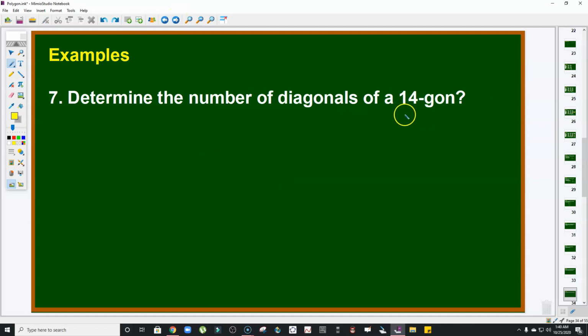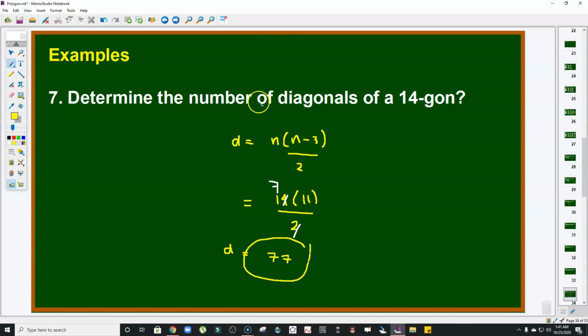Okay, number 7. Determine the number of diagonals of a 14-gon. Okay, take note, ang formula for diagonals, once again, n times n minus 3 over 2. So if you're after the number of diagonals, n is 14, so that's simply 14 times 14 minus 3. Tama? That's 11. Okay, over 2. So clearly, cancel ito, so this one will become 7. Therefore, there are how many diagonals? 7 times 11, so 77 diagonals. Okay? Kapag 14-gon.